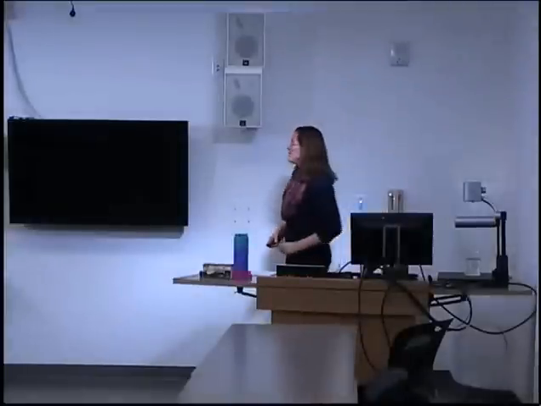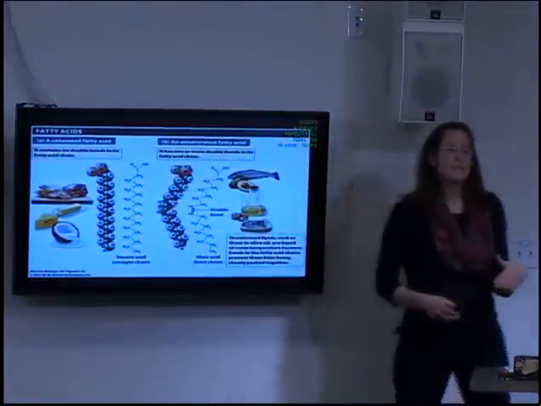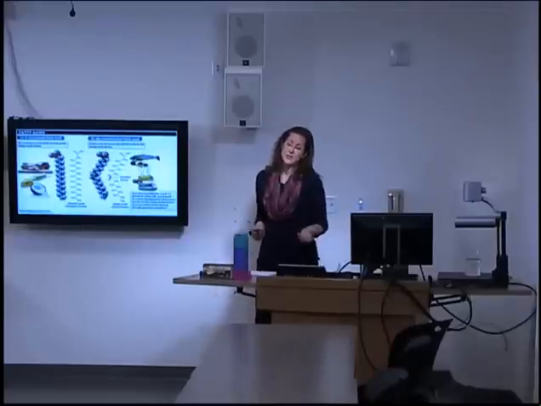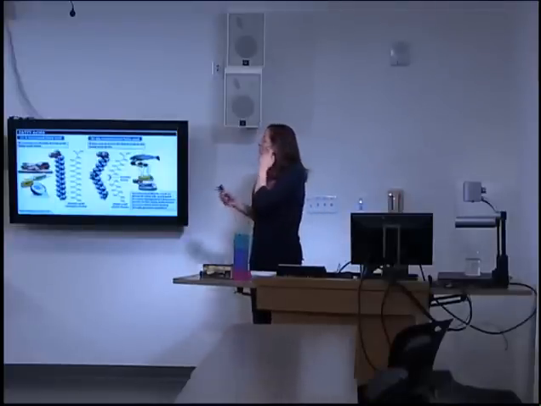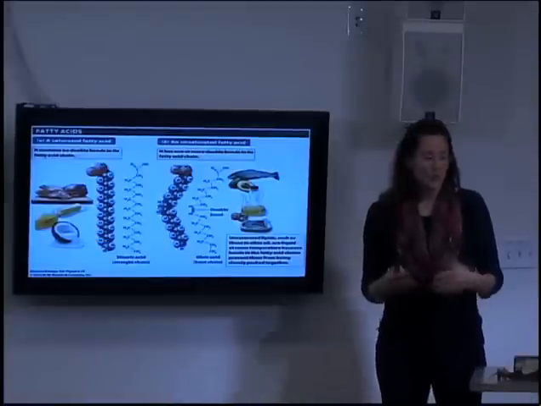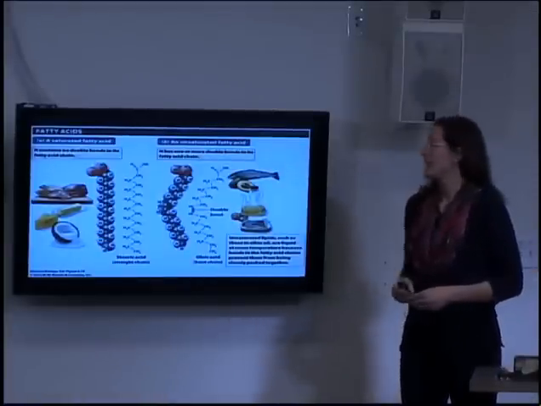Okay, let's talk a bit more about our fats. What we want to understand in terms of triglycerides is that degree of saturation is going to be an important thing for us. So first of all, with triglycerides, your monomer is the fatty acid tail. So triglycerides are considered polymers. Their monomer is a fatty acid tail.